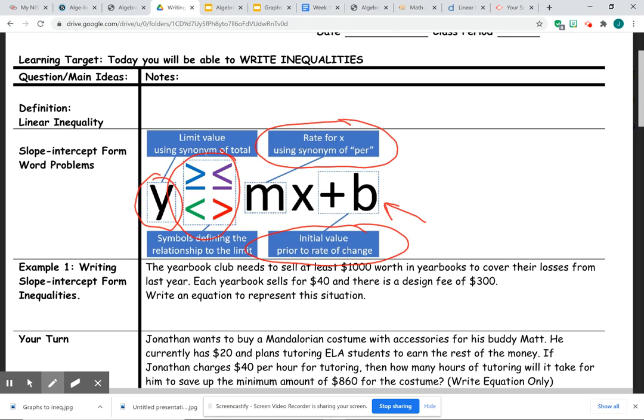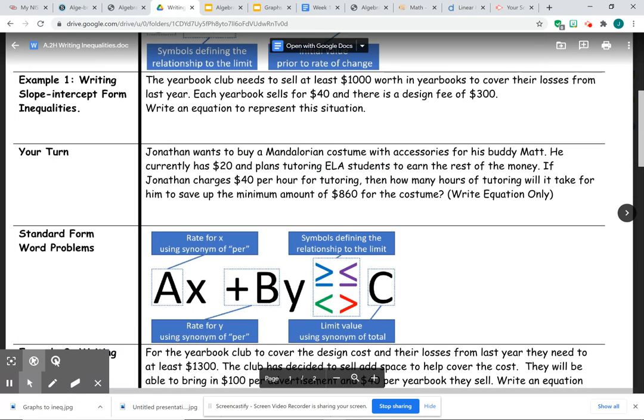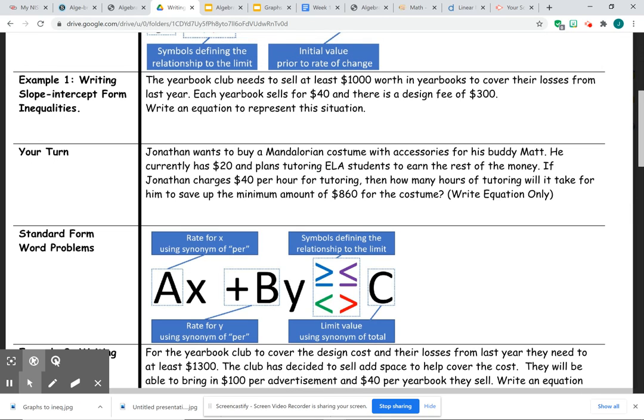So let's take a look at these first two problems here. The yearbook club needs to sell at least $1,000 worth in yearbooks to cover their losses from last year. Each yearbook sells for $40, and there is a design fee of $300. Write an equation to represent the situation in slope-intercept form.